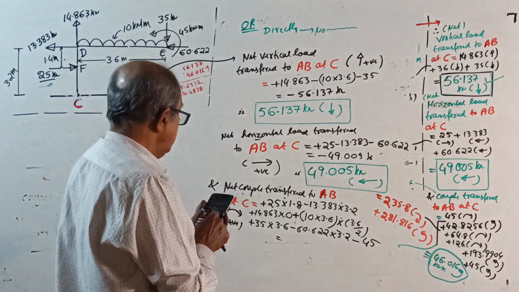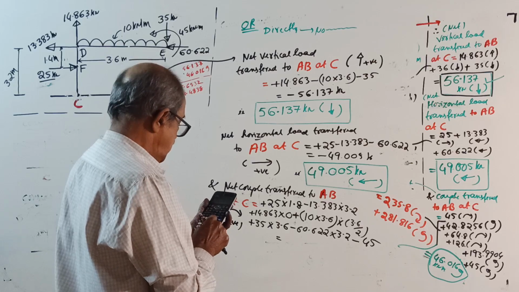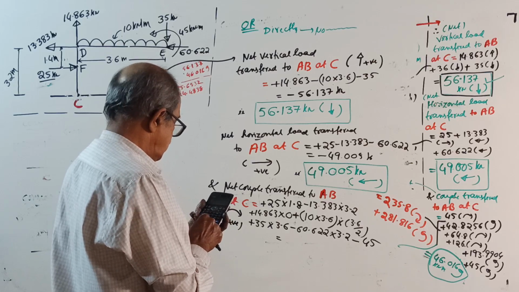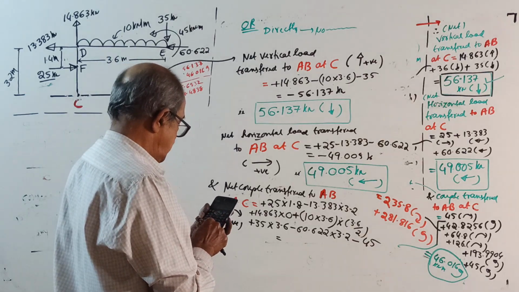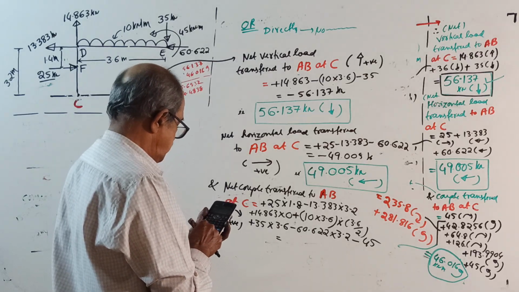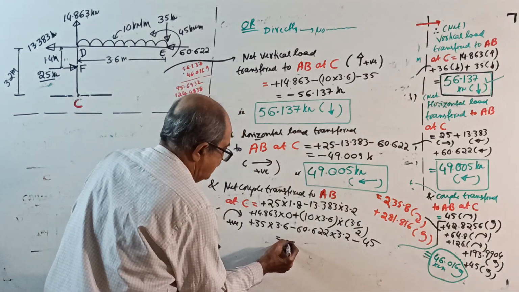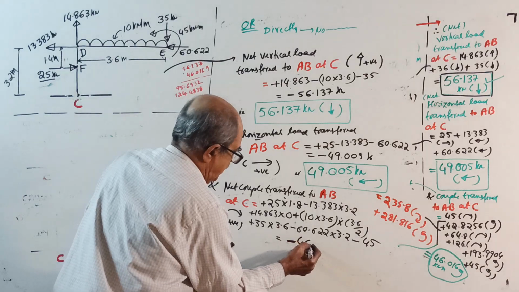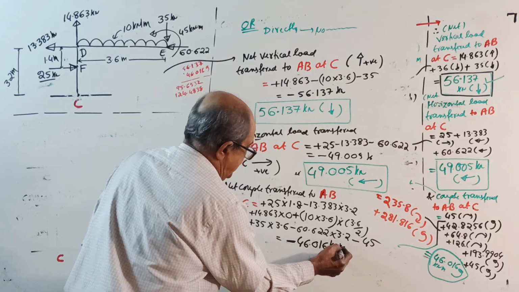25 into 1.8 minus 13.383 into 3.2 plus 10 into 3.6 into 3.6 divided by 2 plus 35 into 3.6 minus 60.622 into 3.2 minus 45.46, which gives minus 46.016 kilonewton meter.